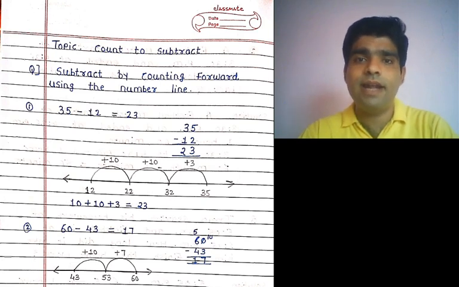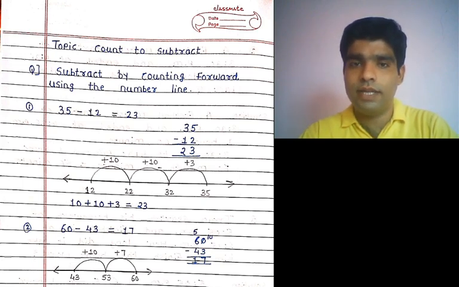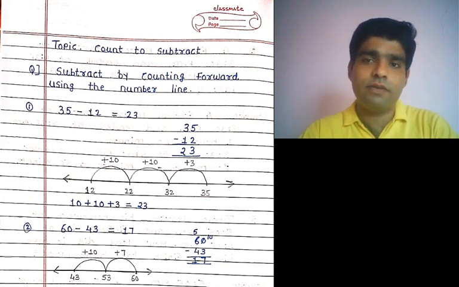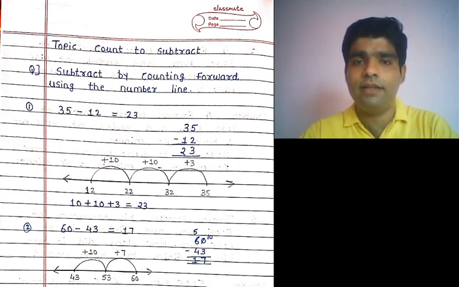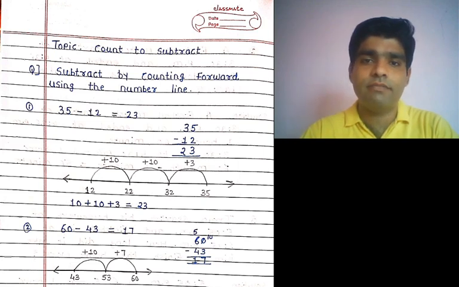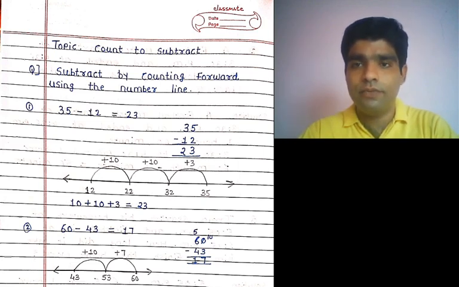But why add 3? Because here 35 subtract 12 is equal to what? 23. It means we first start from the 12. Okay, 12 add 10 is what? 22. Again add 10, your answer is what? 32. And to 32 we add 3. Your answer is what? 35. It means we have reached 35.